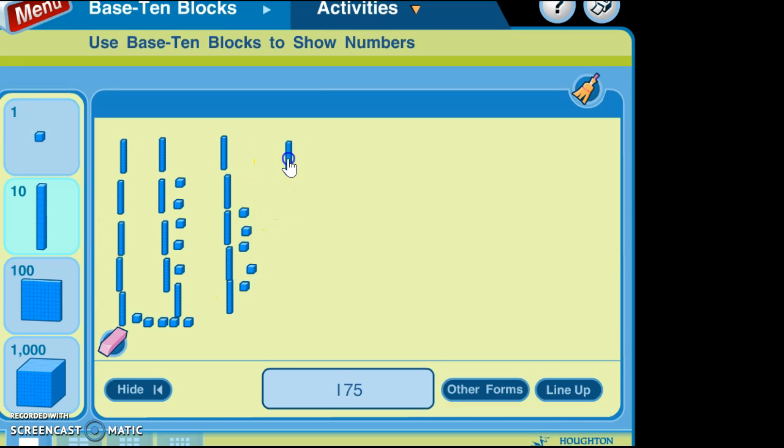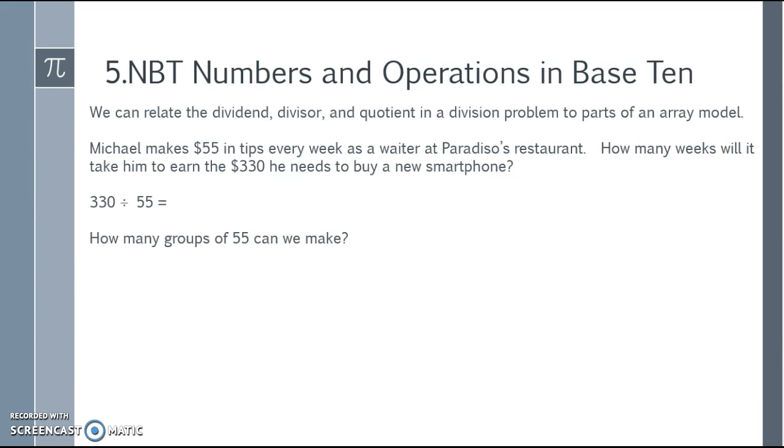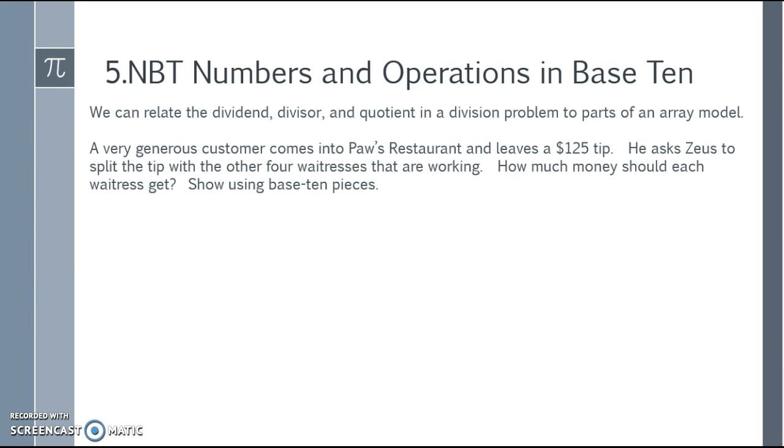So we're only at 165. We have to keep going to see how many weeks it will take us. There we go. We've reached 330. So it looks like I did 1, 2, 3, 4, 5, 6 groups to reach 330. Therefore, it would take 6 weeks to reach $330.